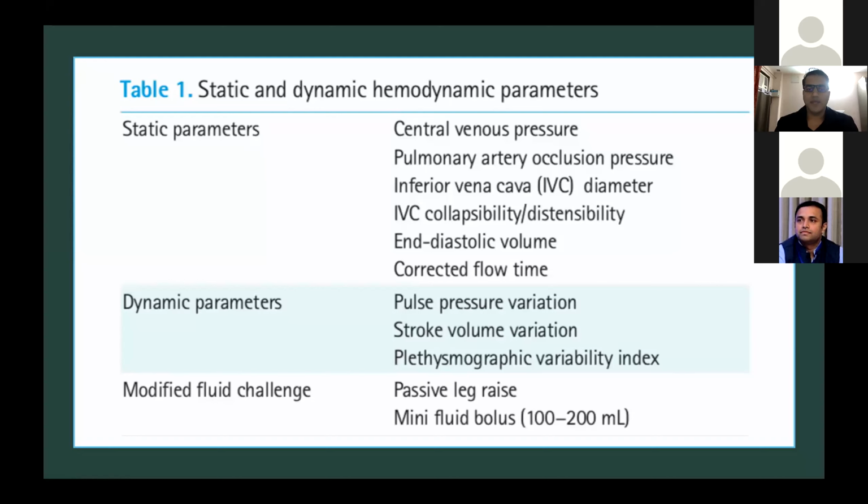Subsequently, we came to the dynamic parameters, and we thought that these parameters are more accurate in guiding our fluid resuscitation in septic patients in the ICU, such as the pulse pressure variation, the stroke volume variation, or the plethysmographic variability index. And there was always the passive leg raising test and mini fluid boluses, which help us in determining how much fluid to resuscitate in a septic patient and when to stop. But are these parameters accurate enough to actually decide at the patient's bedside that our fluid resuscitation is adequate?